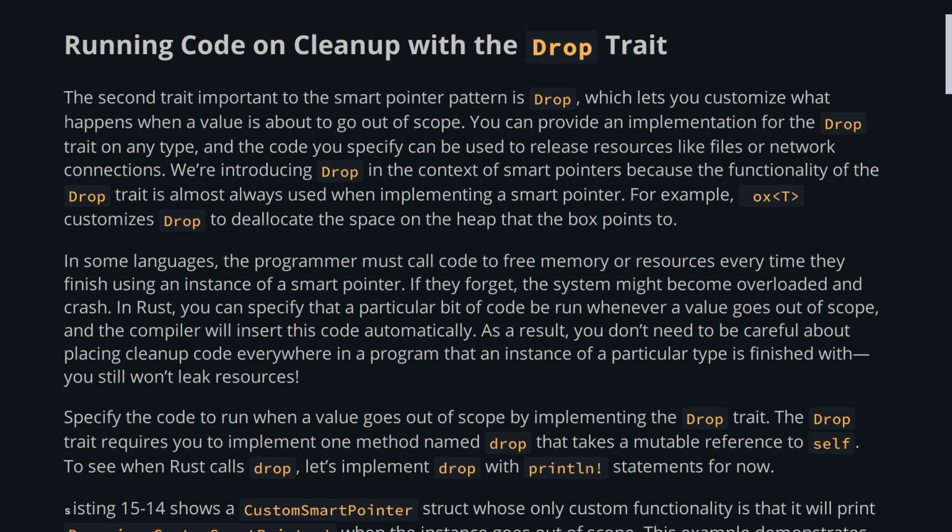Running code on cleanup with the Drop trait. The second trait important to the smart pointer pattern is Drop, which lets you customize what happens when a value is about to go out of scope.